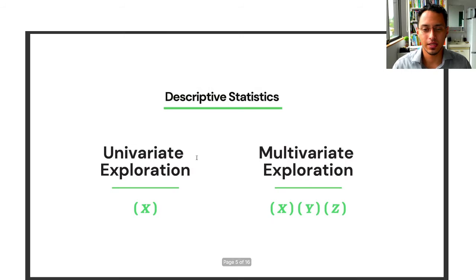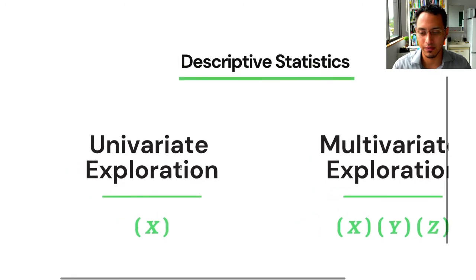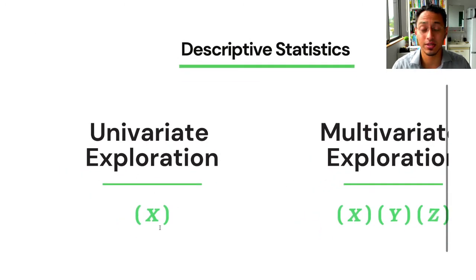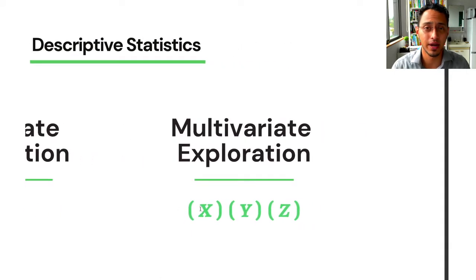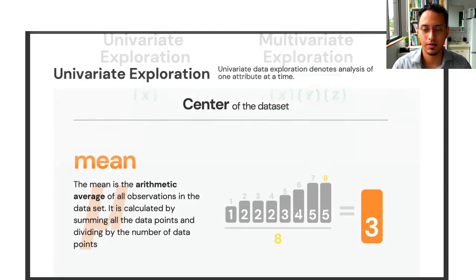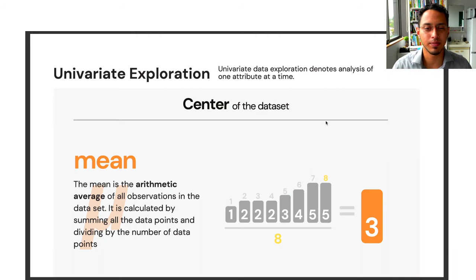As I said before, descriptive statistics is generally divided into two parts. We can have univariate exploration if we only consider one variable, and multivariate exploration if we consider more than one variable. Univariate exploration denotes analysis of one attribute at a time.